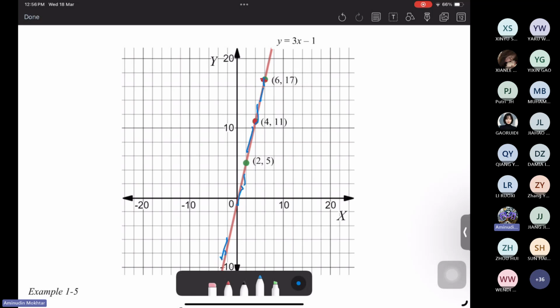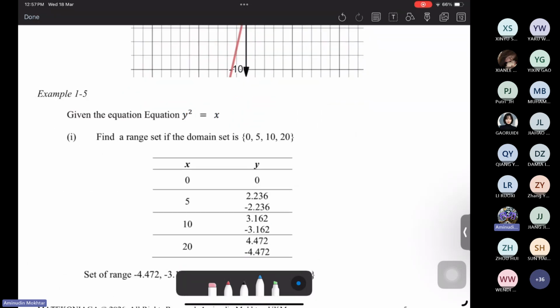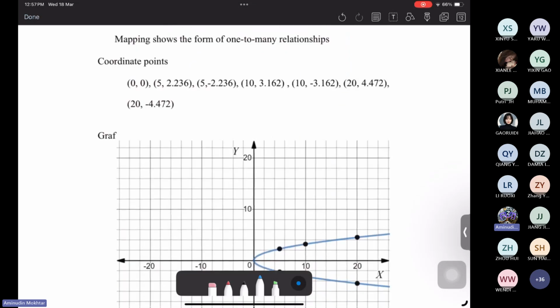And basically there is also the method of how to draw the line. At least you need 2 coordinate points to generate this line. Now we have 3, that's why we have no problem generating the equation y equals 3x minus 1. Okay, that's about how to represent by using the graph. Okay, let's skip here. That's the domain.